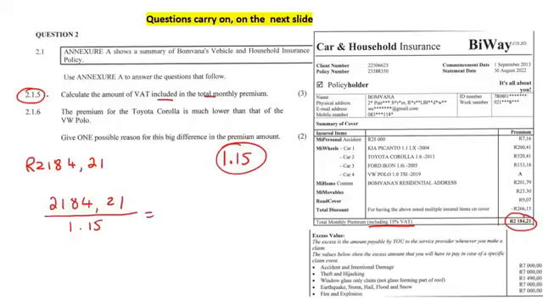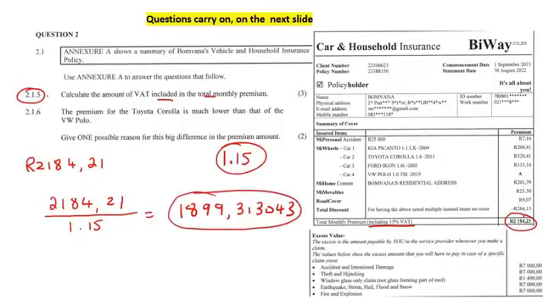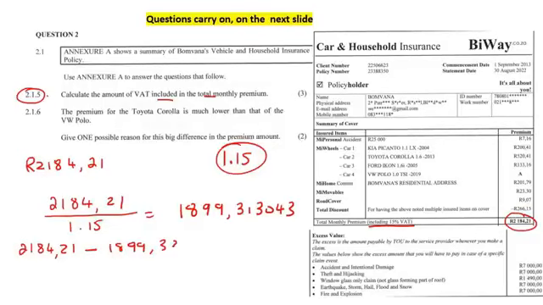And if you do that, this isn't the final answer, by the way. That's going to give you 1899.313043. So that number is the amount of money that it was before they added the VAT. And this is how much it is after they added the VAT. So how much VAT did they actually add? Well, you can just subtract these two numbers. So you can just say 2184.21 minus 1899.313043. And if you work that all out, you get 284 rand, and then if you round up, 285.